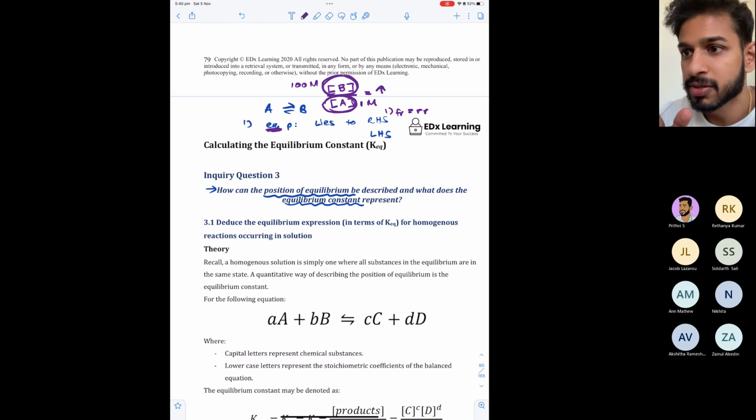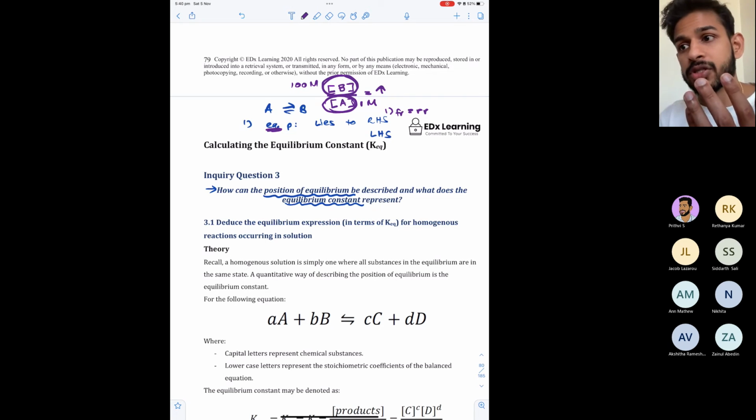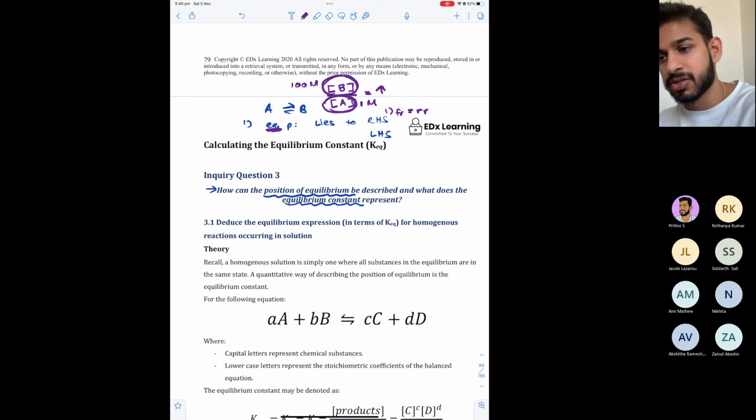That's the first point. And the position is actually describing the relative concentration of reactants and products. That is what the position is telling you. The relative concentration of product concentrations and reactant concentrations. Any questions?